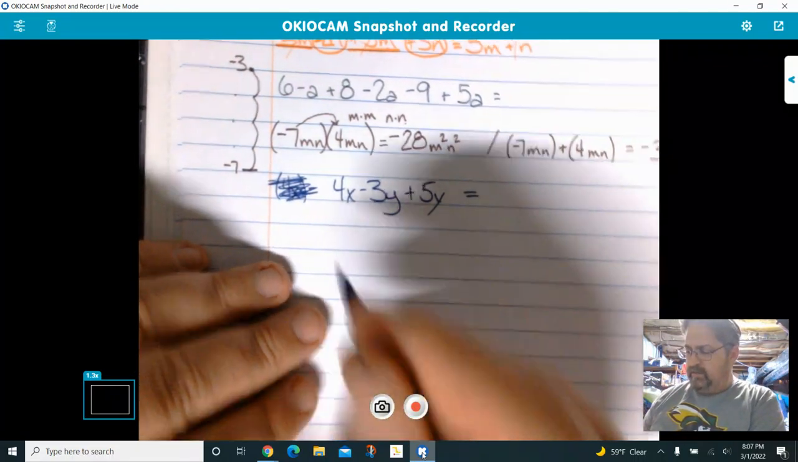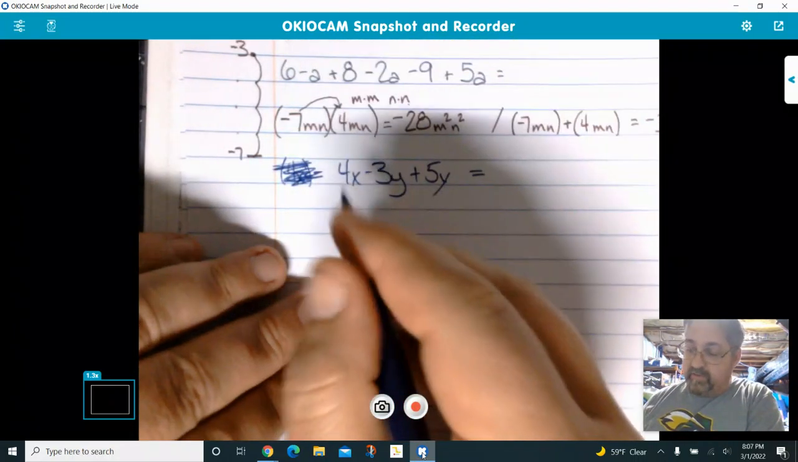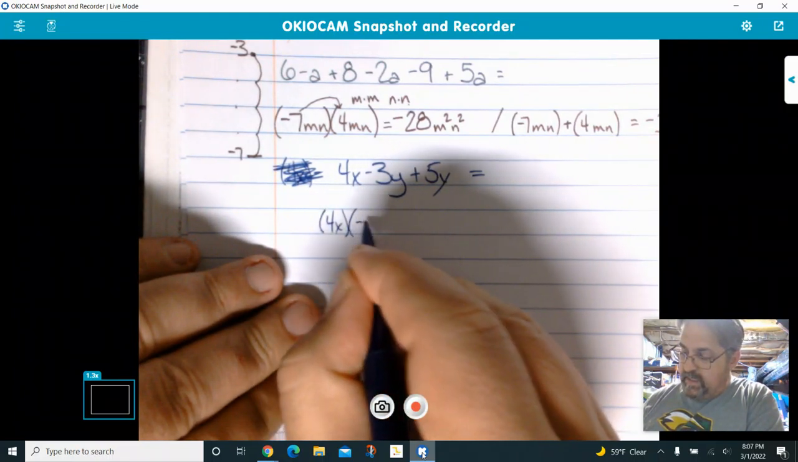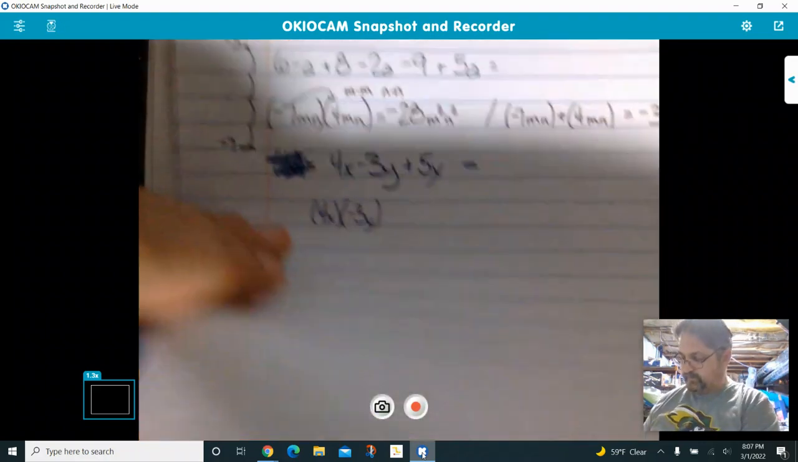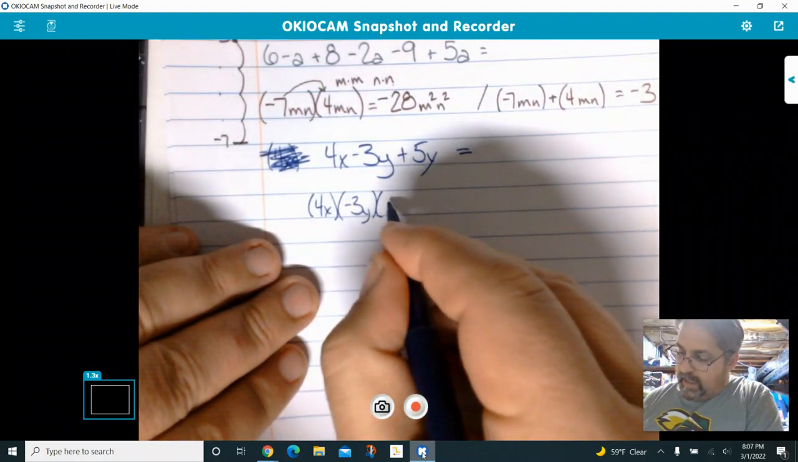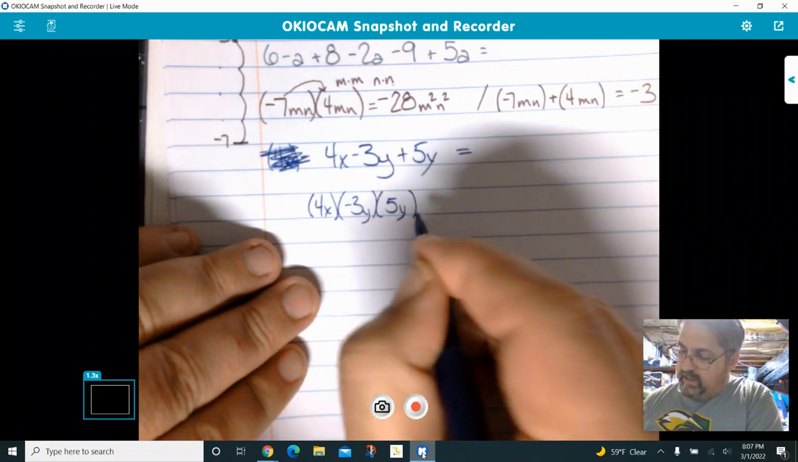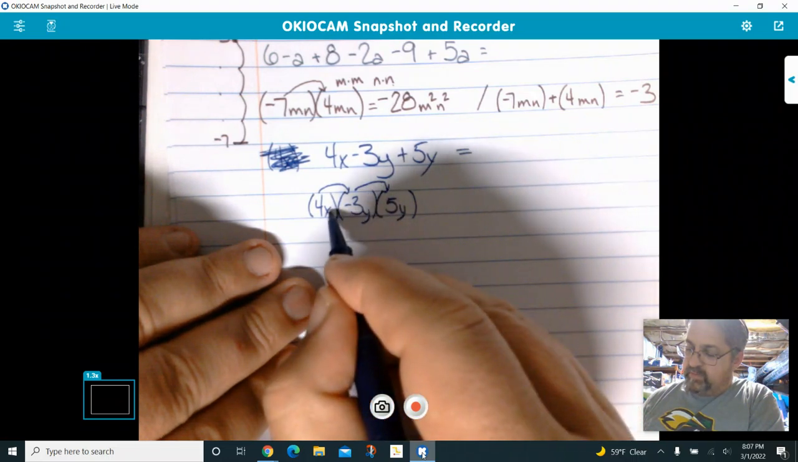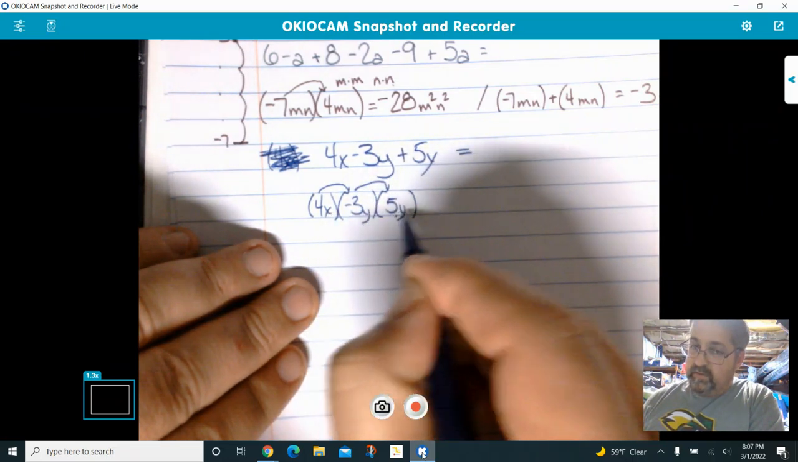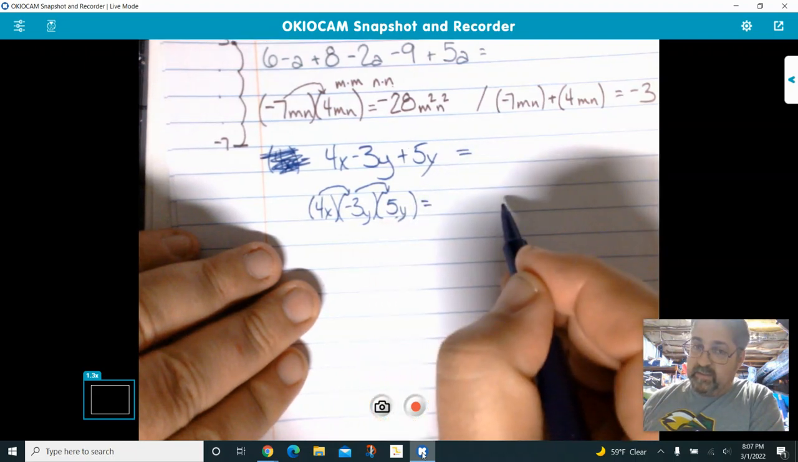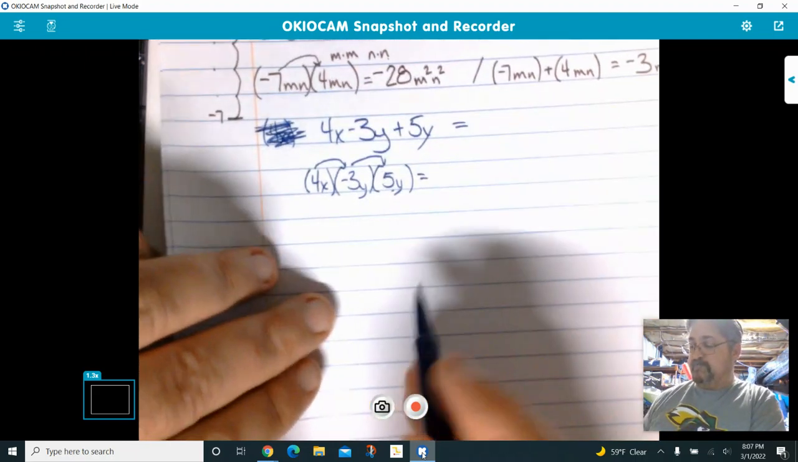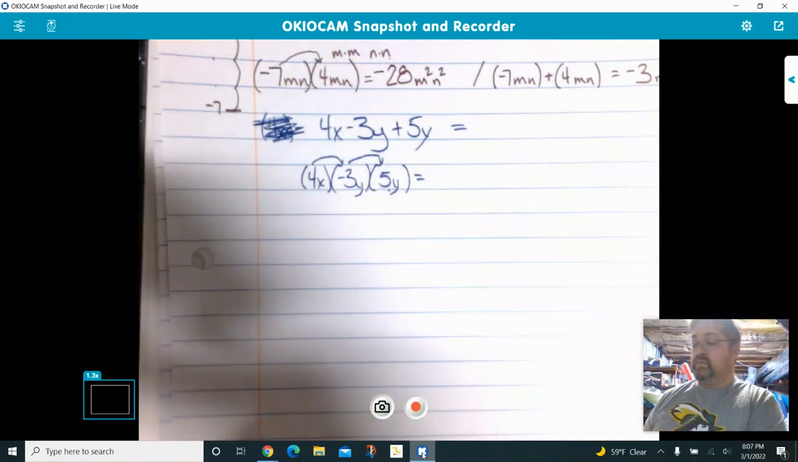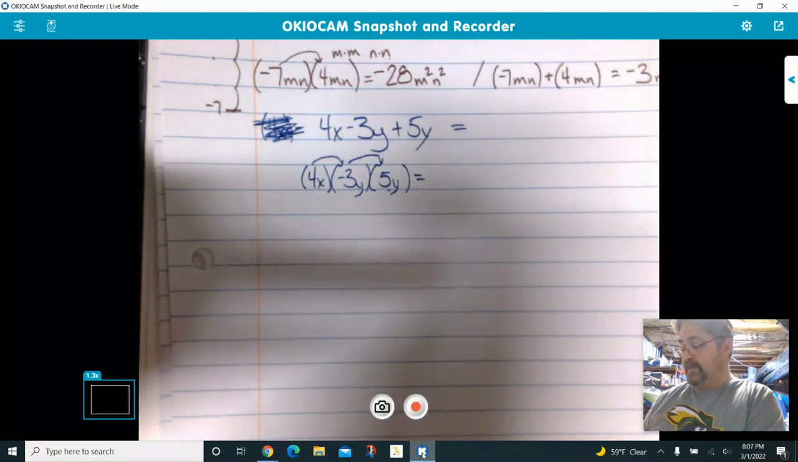And then underneath it, you're going to multiply. Here's where we have the parentheses. 4x, negative 3y, and 5y. So you're multiplying, and then you're multiplying again, and you're multiplying your letters, and you're coming up with the answer. And I'm not helping any more after that. I'm just going to change my marker and write down the next problem, because that's what I'm working on.